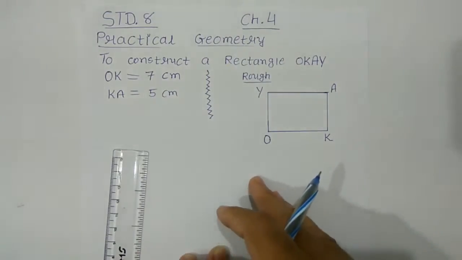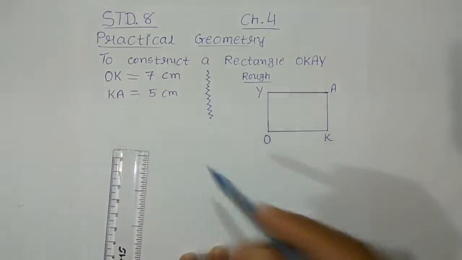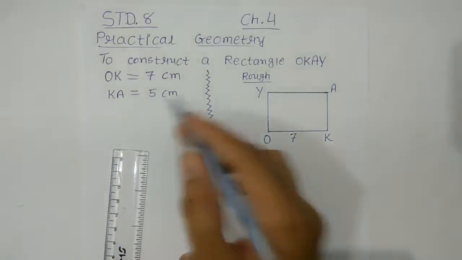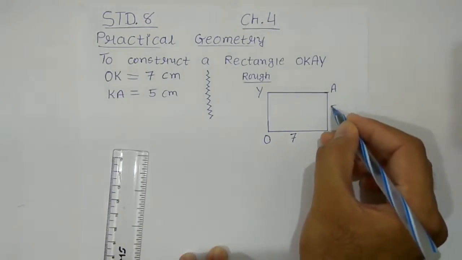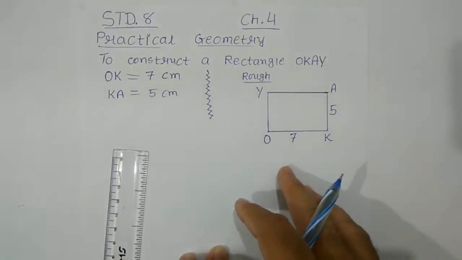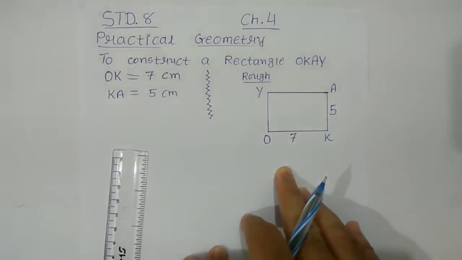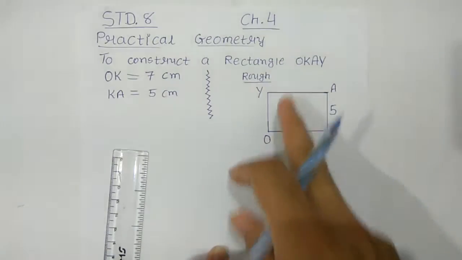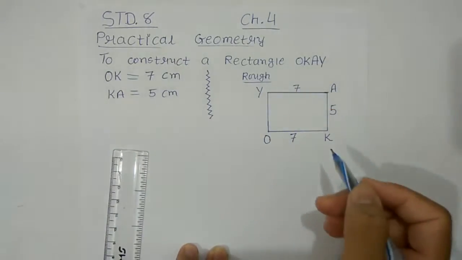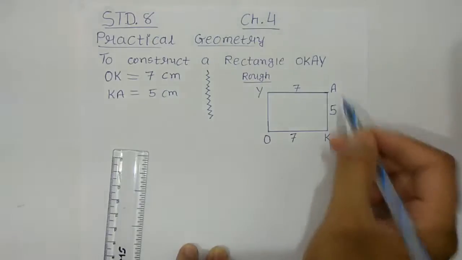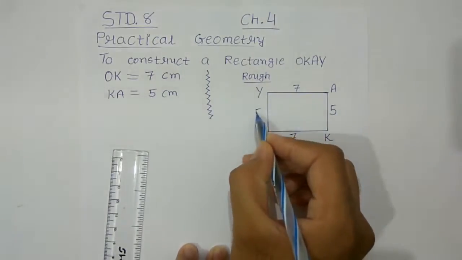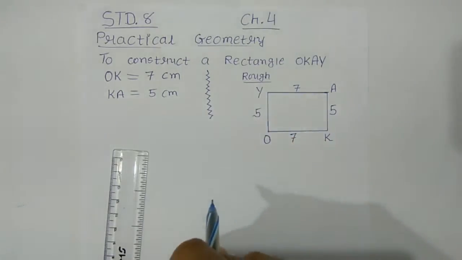Okay, so now this dimension OK is given as 7 centimeter and KA is of 5 centimeter. So only two adjacent sides we have given here. Now remember the property of the rectangle. According to the property of the rectangle, opposite sides are equal. So this side is also of 7 centimeter. KA side and OY side are also equal. So this side is also of 5 centimeter.